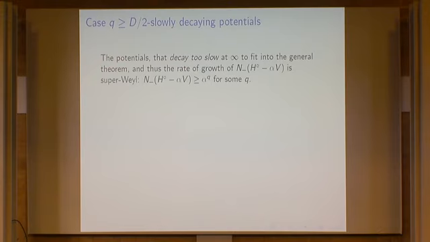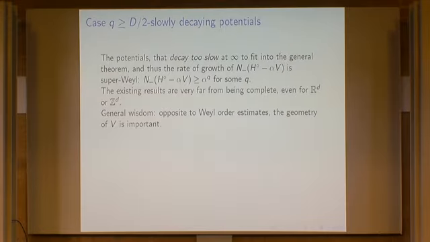So the potentials that decay slowly in the graph case fit into the general theorem, and it gives what we call super-Weyl order. There can be any order, depending on the potential. We see here that they can grow faster than the degree of alpha. The existing results are very far from being complete. There are many reasons for that, even for the Euclidean space or for the lattice. But the general wisdom is that, opposite to the Weyl order estimate, the geometry of V is important.